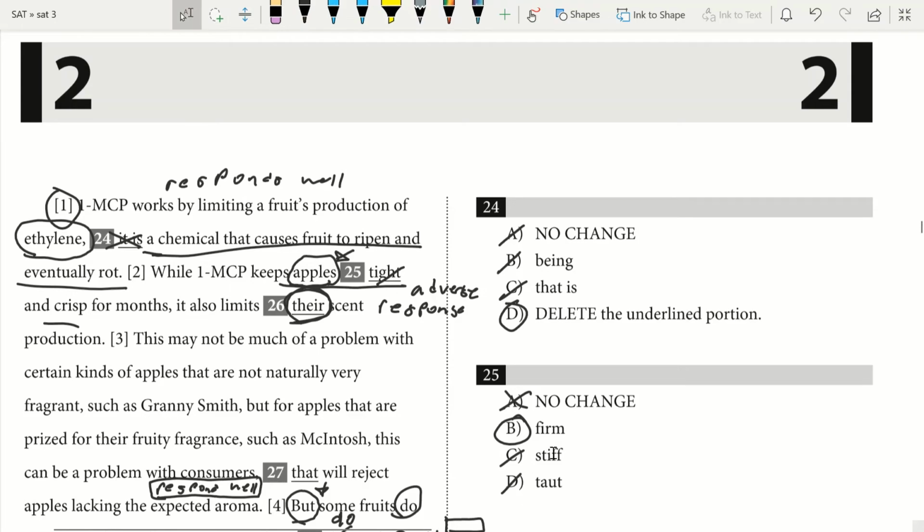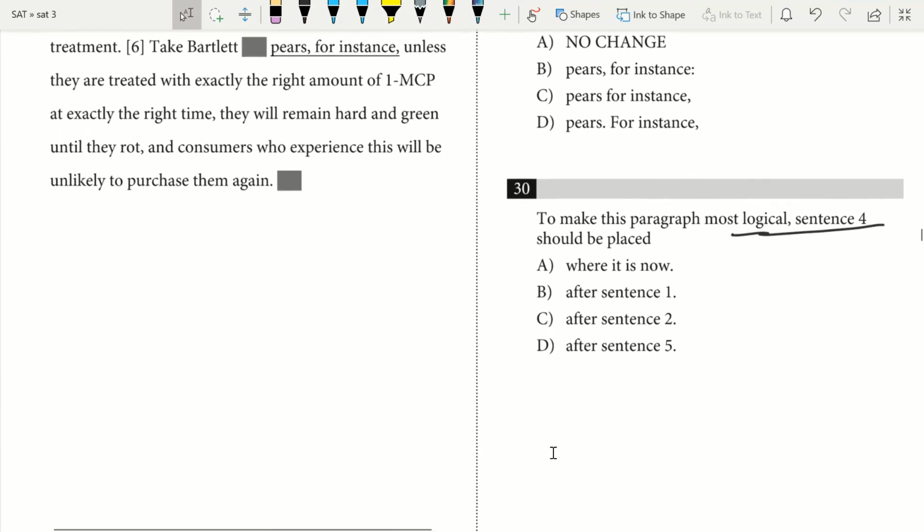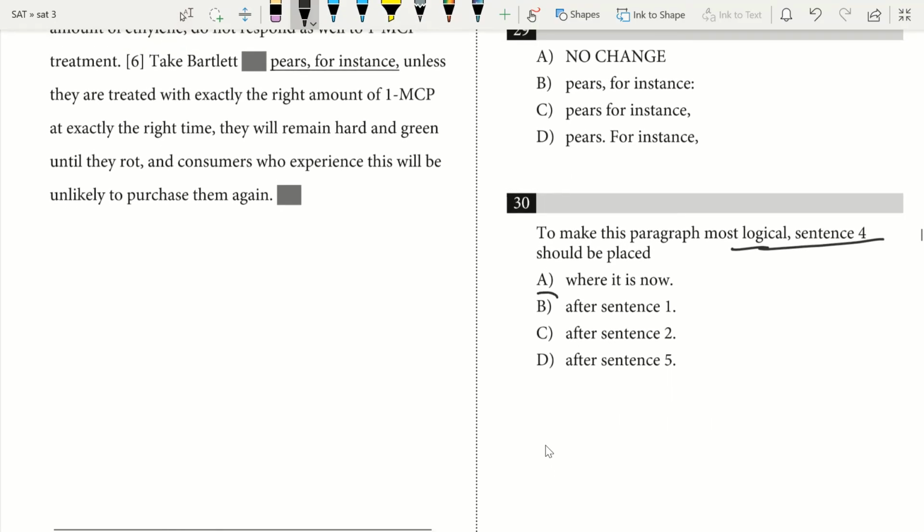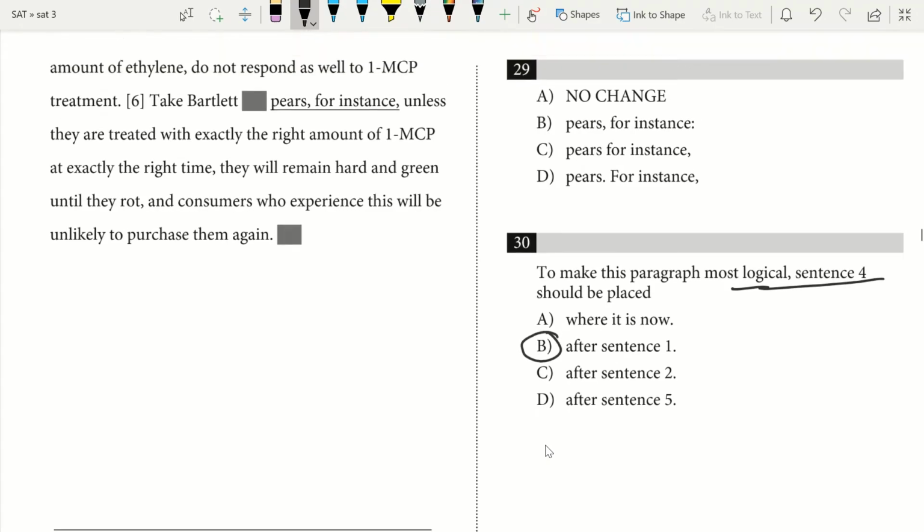So now we can go find that answer on question 30. It will come after sentence 1.